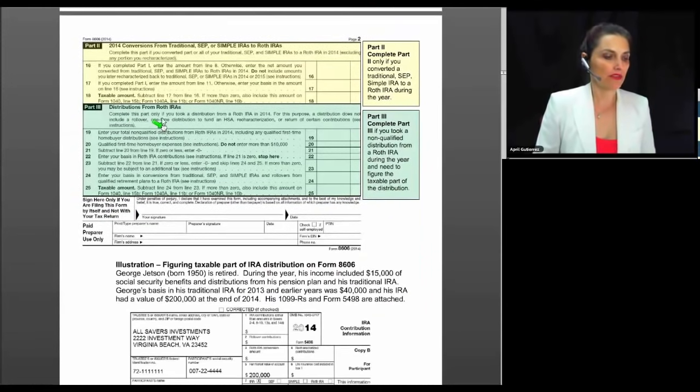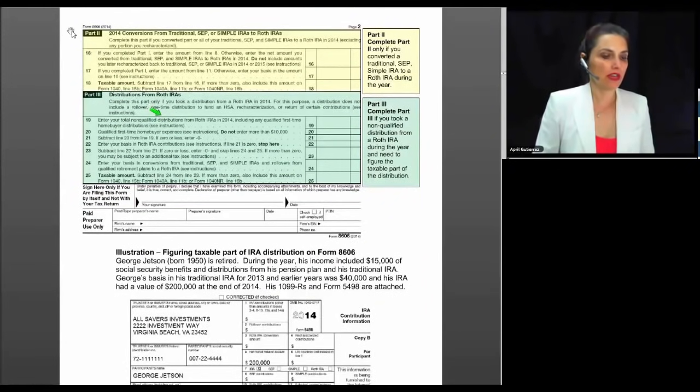Then when we move over to the next page, we have Part 2, and we complete Part 2 only if you converted a traditional SEP simple IRA to a Roth IRA during the year. And Part 3, distributions from Roth, you will complete Part 3 if you took a non-qualified distribution from a Roth IRA during the year and you need to figure the taxable part of that distribution.